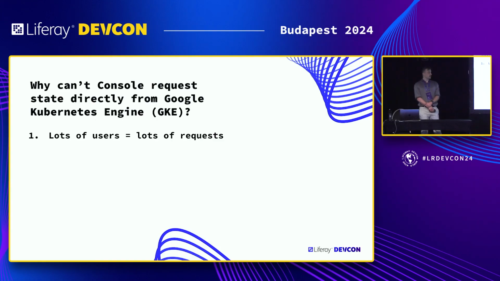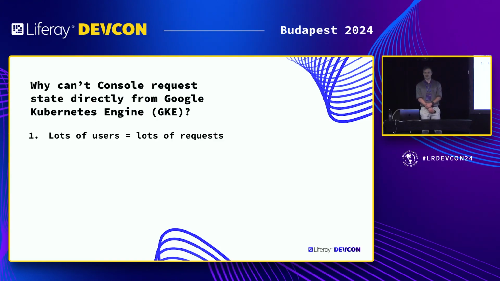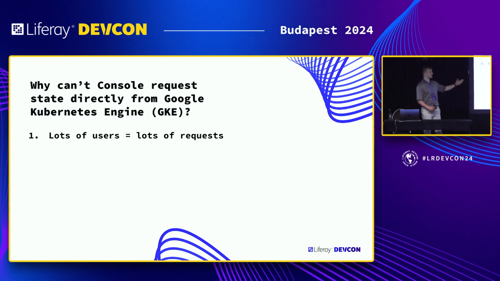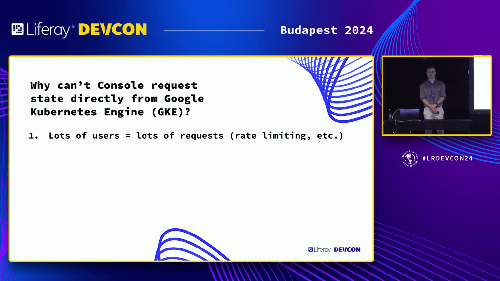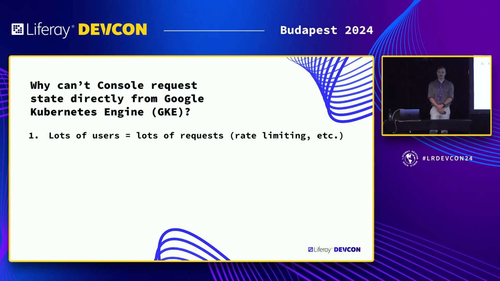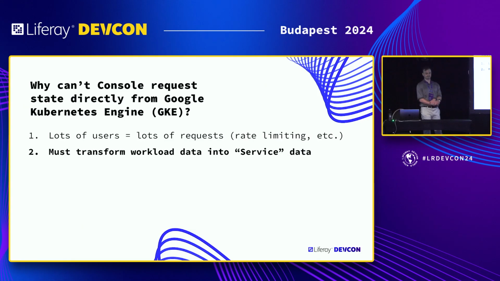So the first reason is we just have a lot of users. And if you have a lot of users and they're all making requests, then we deduce that a lot of users equals a lot of requests. And the trouble there is that the Google Kubernetes Engine, so far as we've judged, is not optimized for that level of read demand. So we need to come up with a different solution.